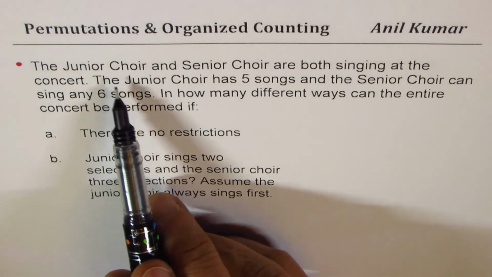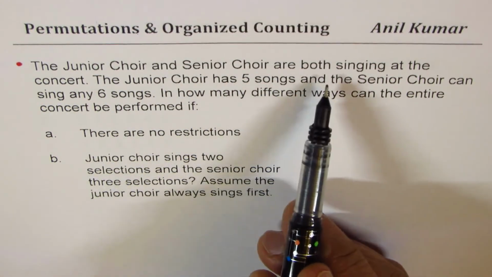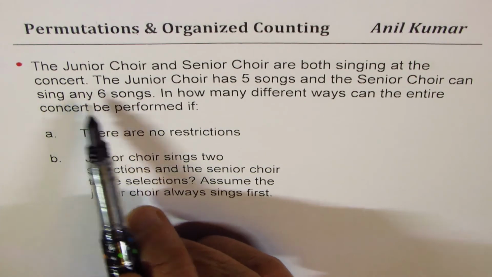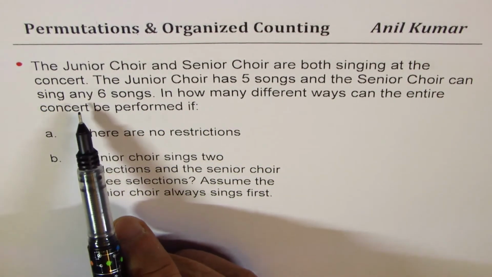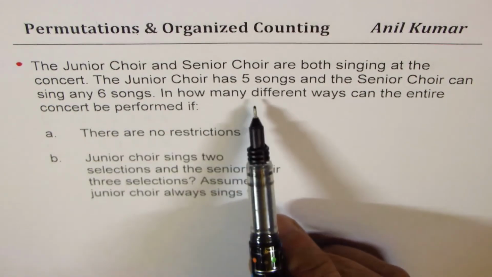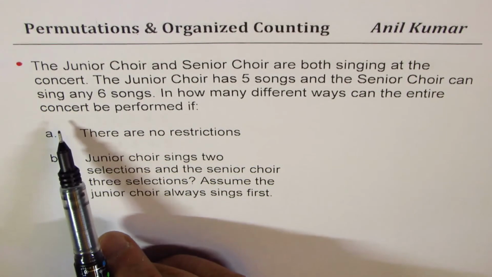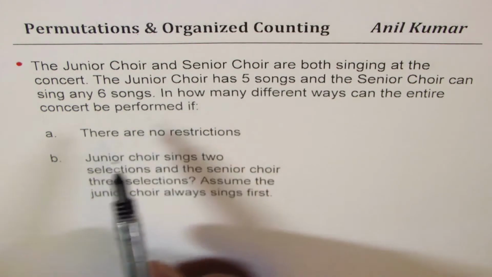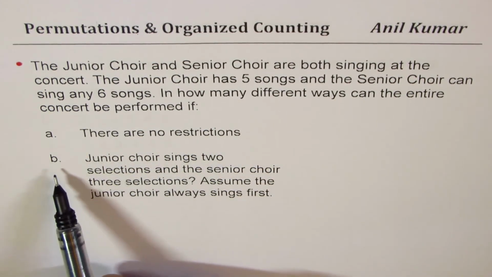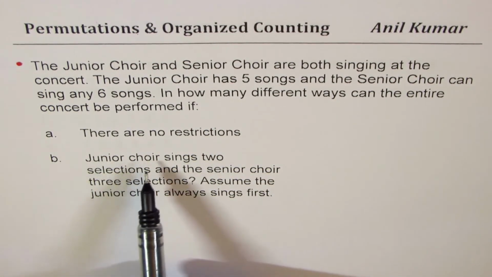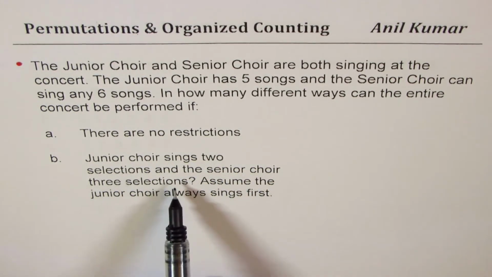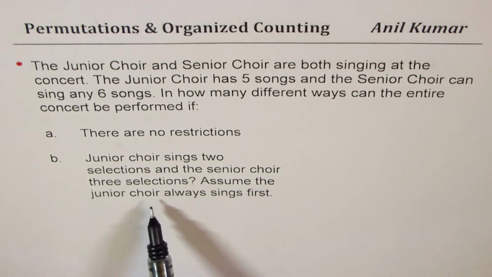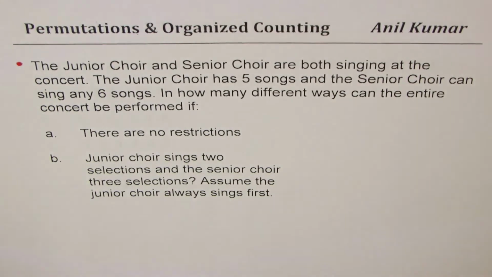the junior choir and senior choir are both singing at the concert. The junior choir has 5 songs and the senior choir can sing any 6 songs. In how many different ways can the entire concert be performed if there is no restriction? And part B is, junior choir sings 2 selections and the senior choir 3 selections. Assume the junior choir always sings first.